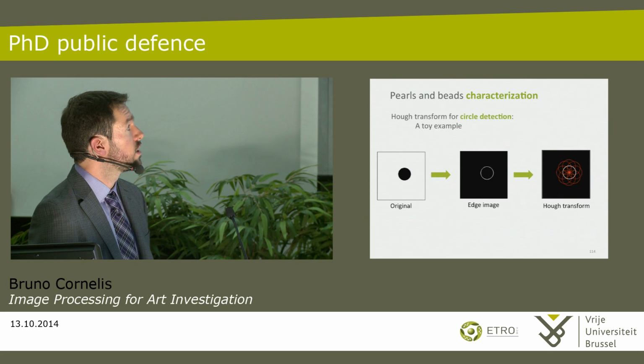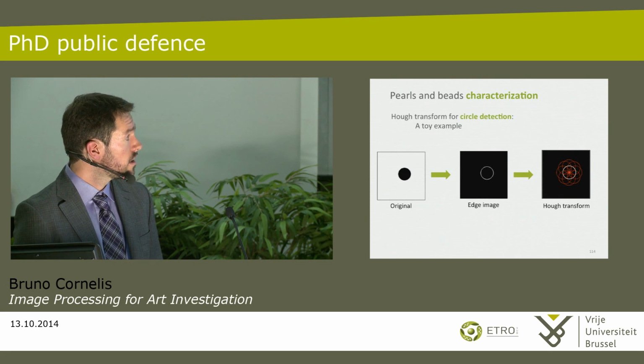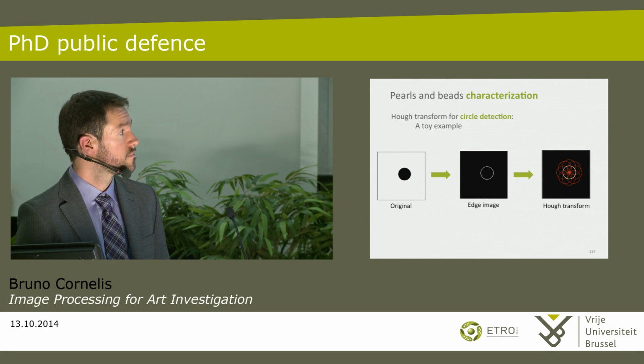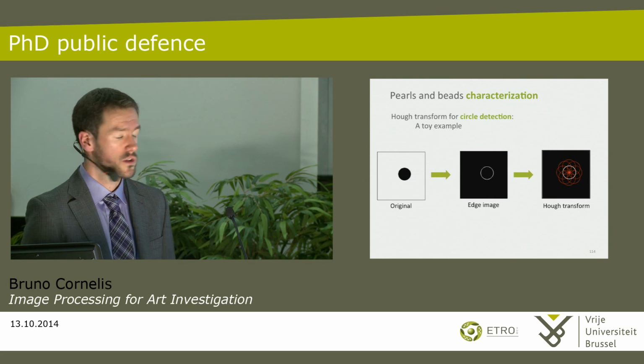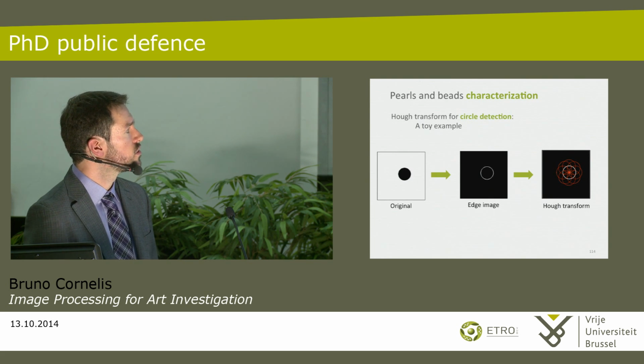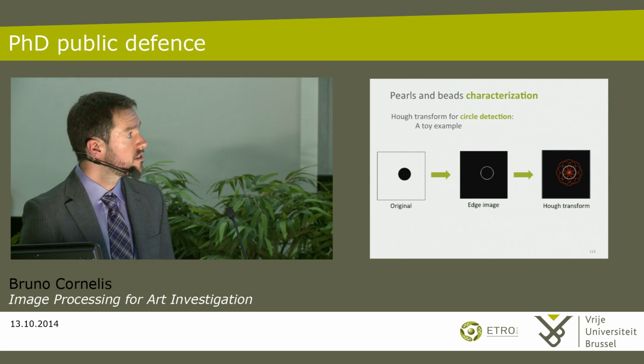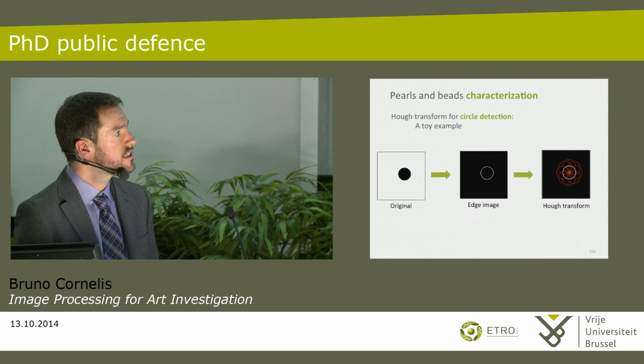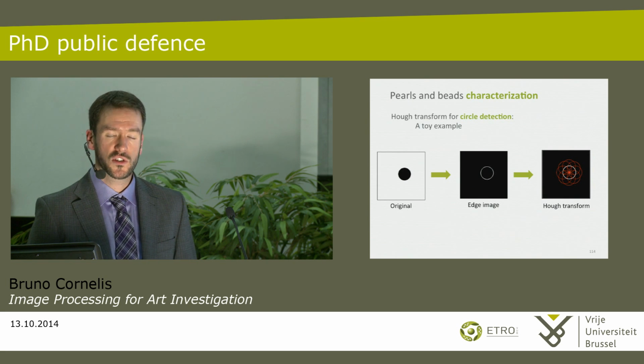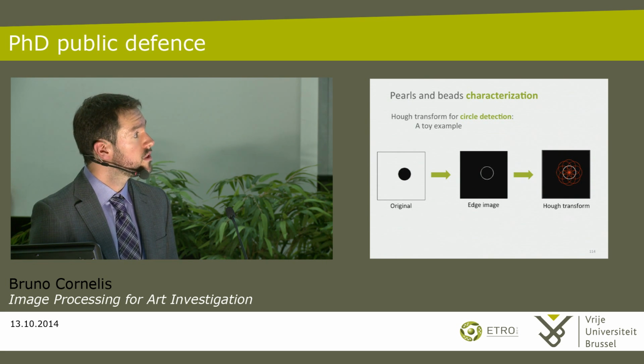And this is a toy example that I would like to show you of how this pearl detection algorithm works. It's called the Hough transform. So this is a toy example where we have one pearl. This is an edge image, which nicely shows the edges of that pearl. And then what the Hough transform does is trace, in each of these edge pixels, a circle. And we do this for all these edge pixels, and you can see that these circles nicely intersect in the same point.